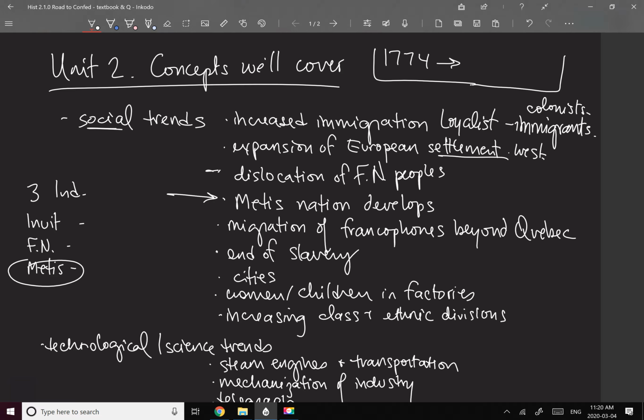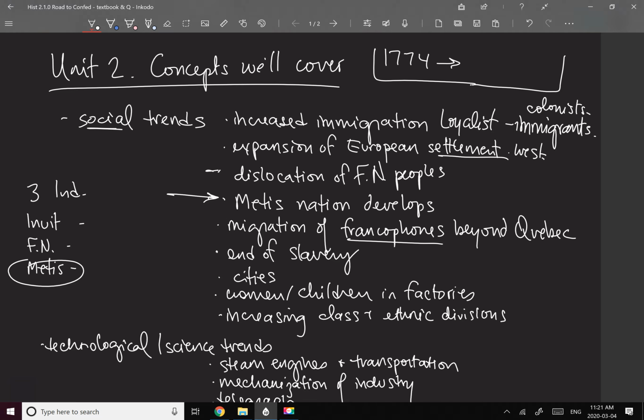We also know that we've got the French fur traders, and we've got First Nations people that are part of that trade and trapping with the French people. Then we end up with a Métis Nation, and that's going to start developing, and it's a bit west of what we've been talking about as well. So that's the origin of the Métis people.